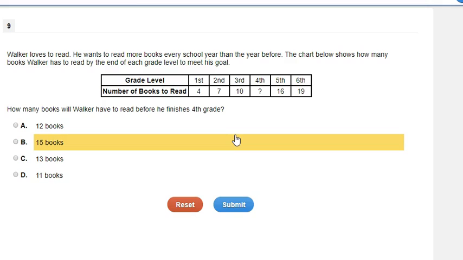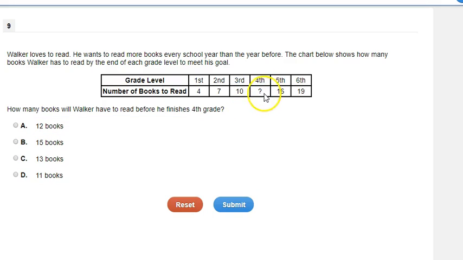Number 9. Walker loves to read. He wants to read more books every school year than the year before. The chart below shows how many books Walker has to read by the end of each grade level to meet his goal. So they're trying to figure out how many books he should read in 4th grade. Our number pattern is 4, 7, 10, blank, 16, 19.